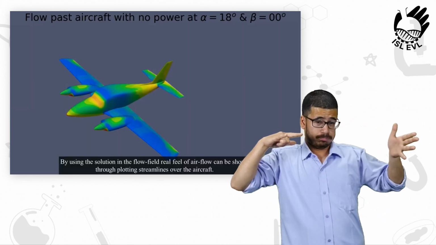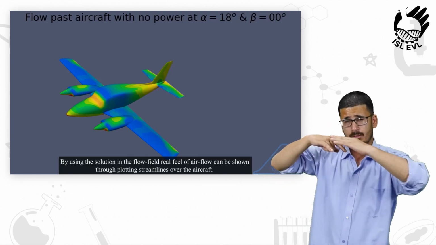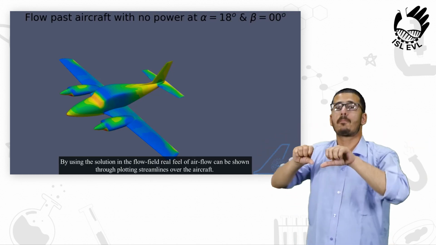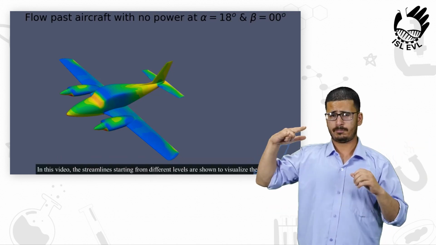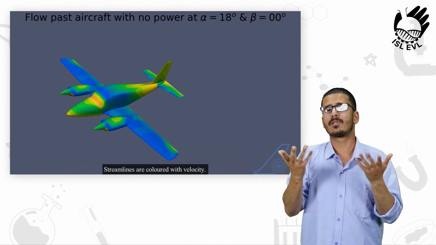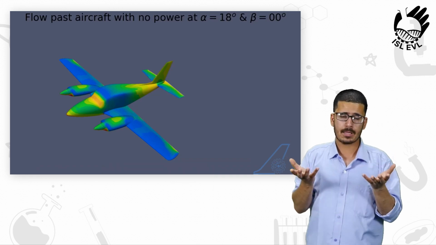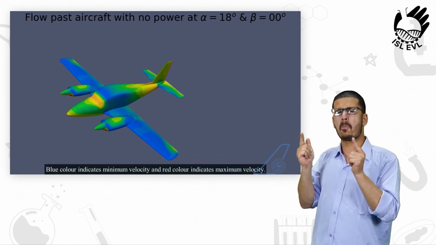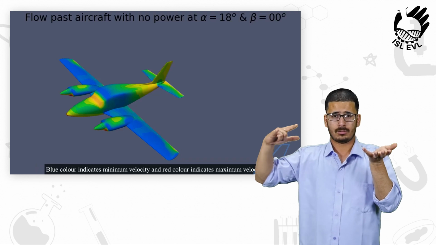By using the solution in the flow field, real feel of airflow can be shown through plotting streamlines over the aircraft. In this video, the streamlines starting from different levels are shown to visualize the flow. Streamlines are colored with velocity. Blue color indicates minimum velocity and red color indicates maximum velocity.